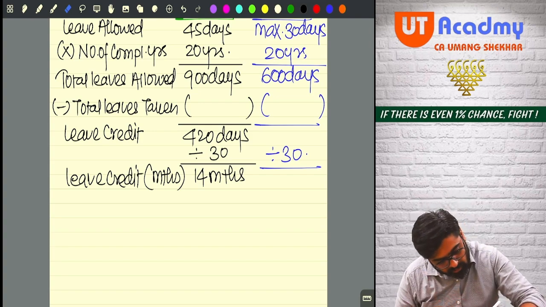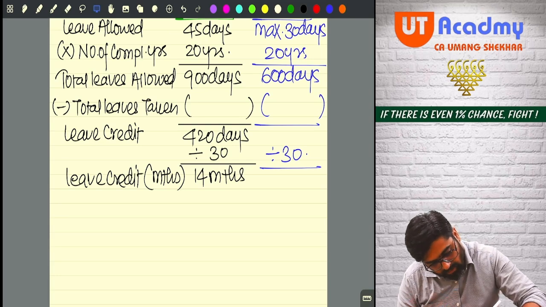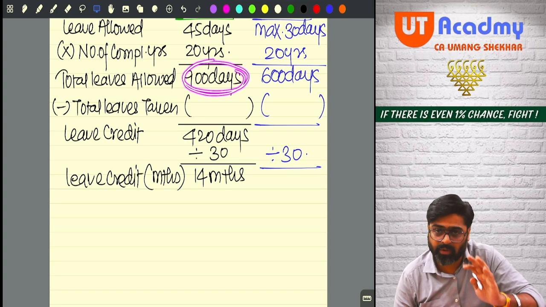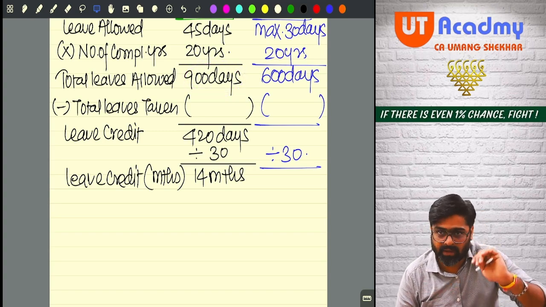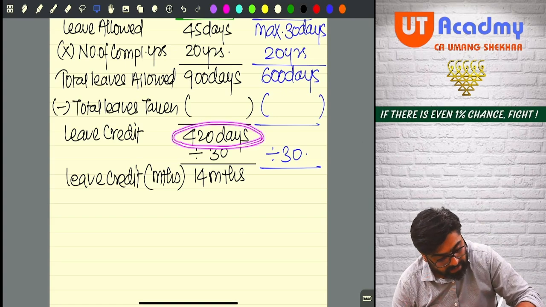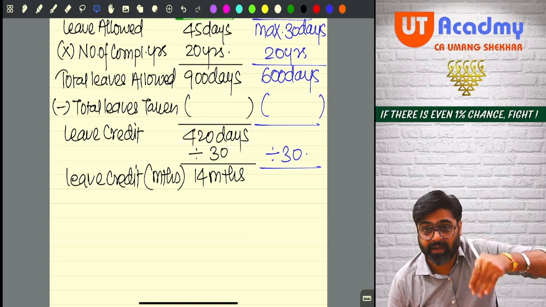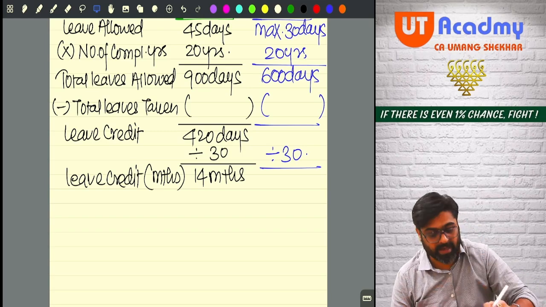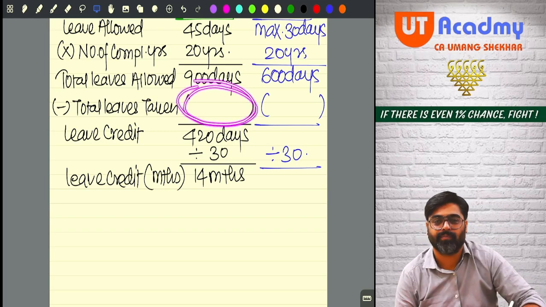See, on the basis of 45 days, for 20 years, 900 days should be there. Okay, 900 days should be there. And they are saying that 420 days are at your credit at the time of retirement. Meaning that how much leave you have actually taken. This will be the balancing figure, 480.